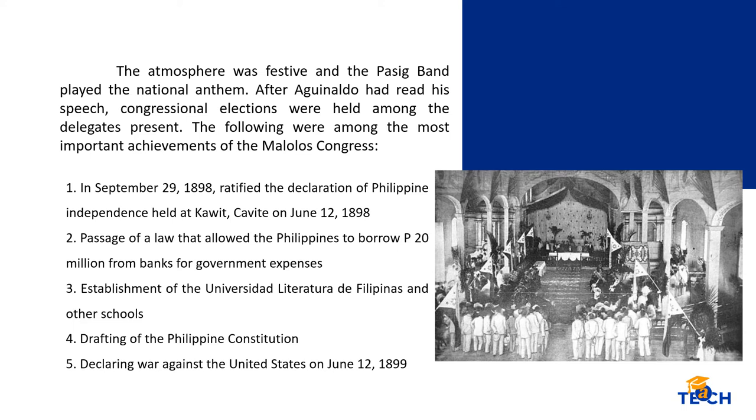The following were among the most important achievements of the Malolos Congress. First, on September 29, 1898, it ratified the Declaration of Philippine Independence held at Cavite, Cavite on June 12, 1898. Second, the passage of a law that allowed the Philippines to borrow 20 million pesos from banks for government expenses. Third, the establishment of the Universidad Literaria de Filipinas and other schools. Fourth, drafting of the Philippine Constitution. And fifth, declaring war against the United States on June 12, 1899.